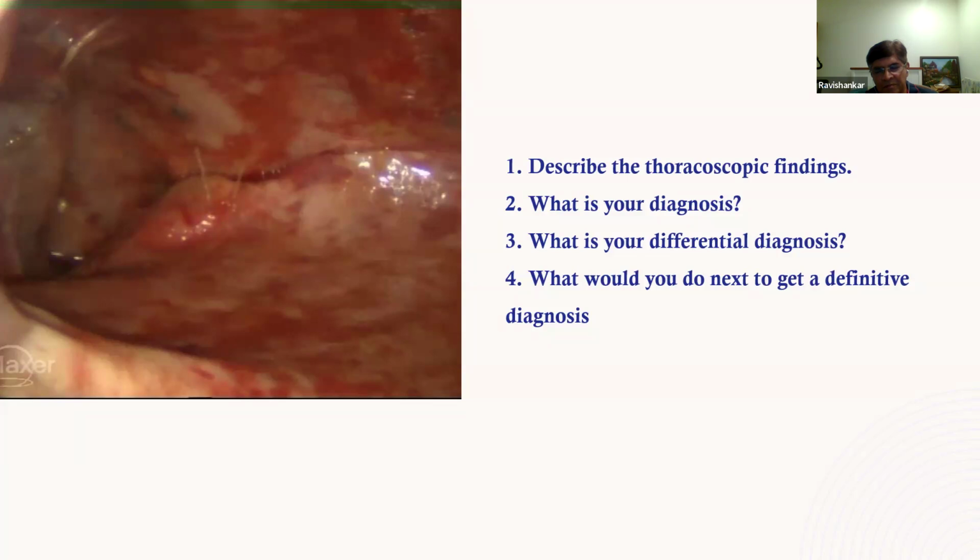And then culture and sensitivity. Correct, culture and sensitivity. GeneXpert, TB PCR. Okay. Yes, sir. And then the plaque you can send for histology. Yes, sir.